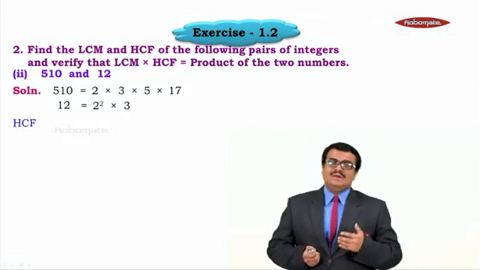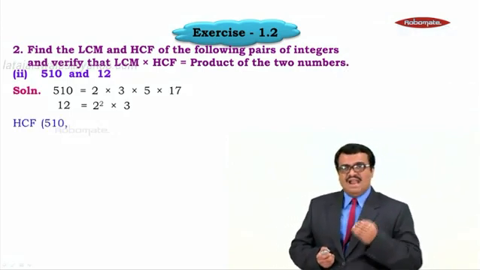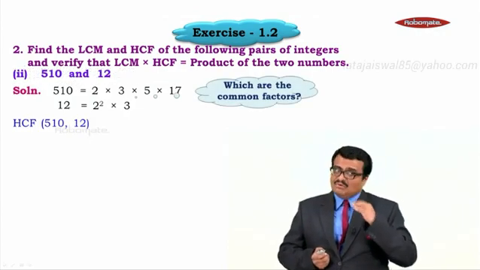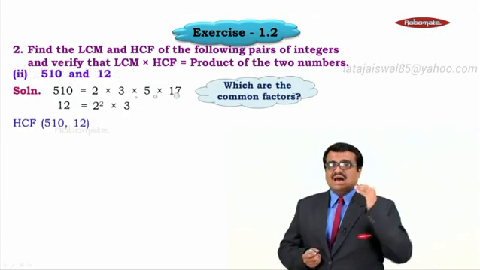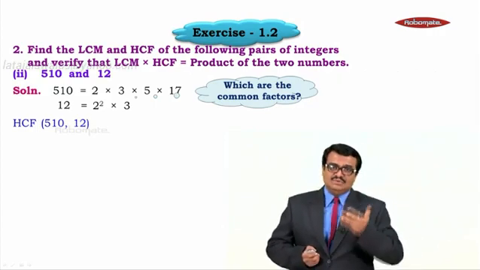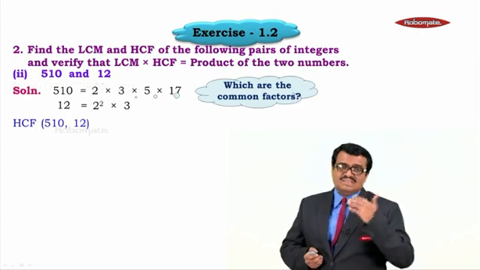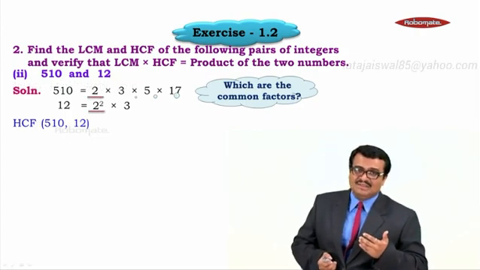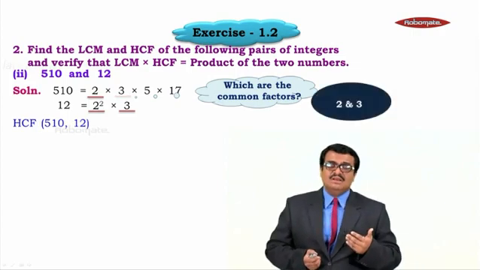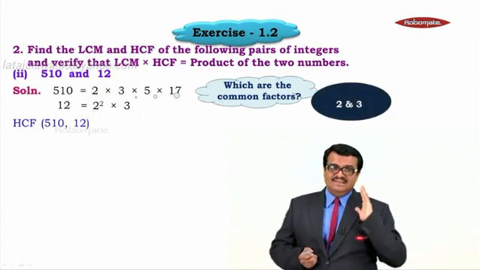Okay, now coming to HCF. HCF of 510 and 12. But before getting into HCF, HCF stands for highest common factor. Which are the common factors? If you see both the numbers, which are the numbers present in both of them? Okay, you can see 2 in both of them, you can see 3 in both of them. So common factors are 2 and 3.